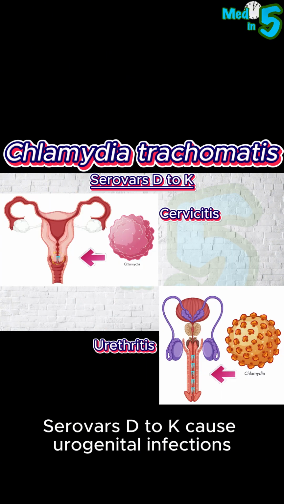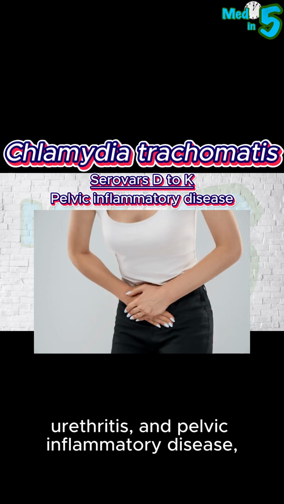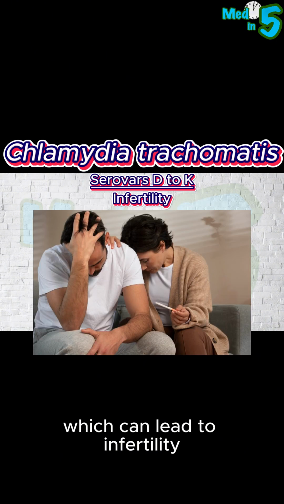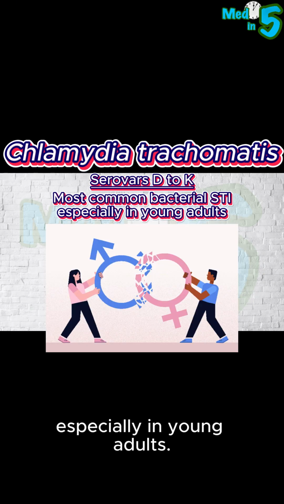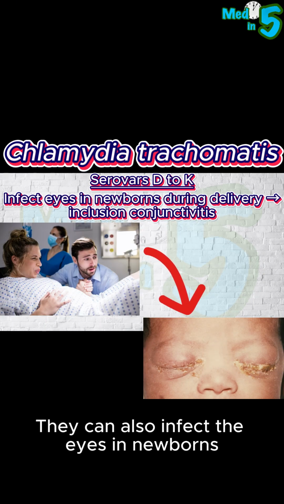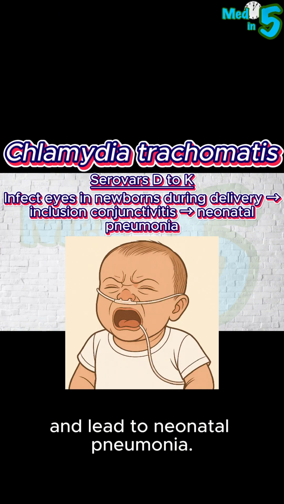Serovars D to K cause urogenital infections like cervicitis, urethritis, and pelvic inflammatory disease, which can lead to infertility if untreated. These strains cause the most common bacterial STI, especially in young adults. They can also infect the eyes in newborns during delivery, causing inclusion conjunctivitis, and lead to neonatal pneumonia.